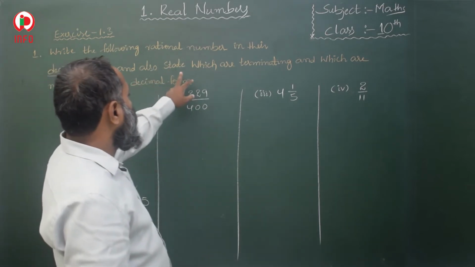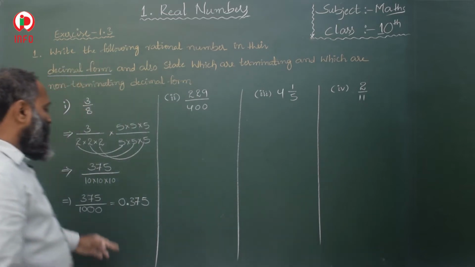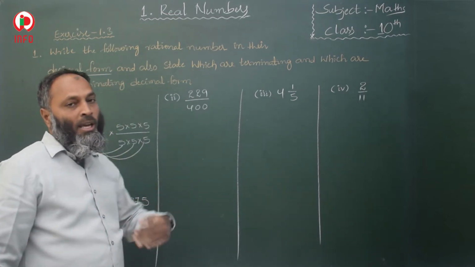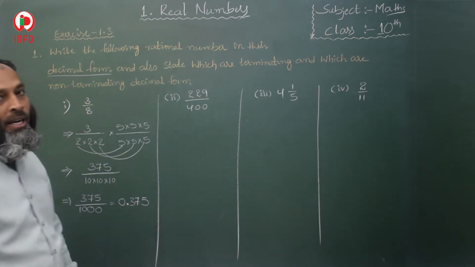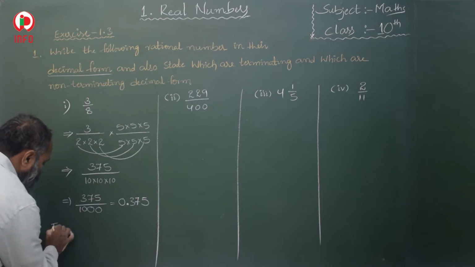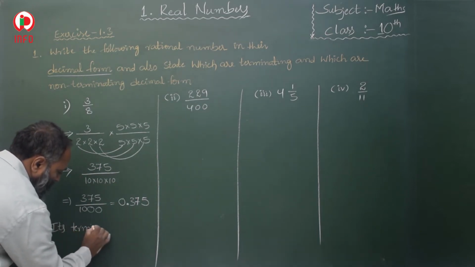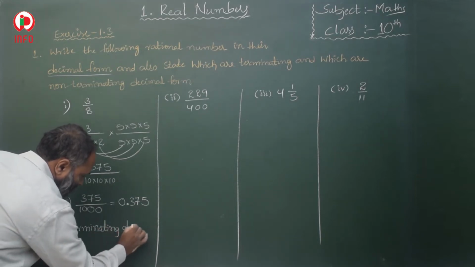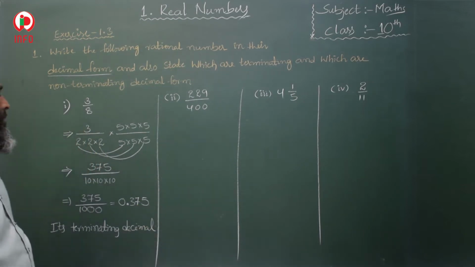And after that, what he is asking is, also state which are terminating or non-terminating. Here the decimal, the number, stops here, it means it is not continuous. So it is a terminating decimal.